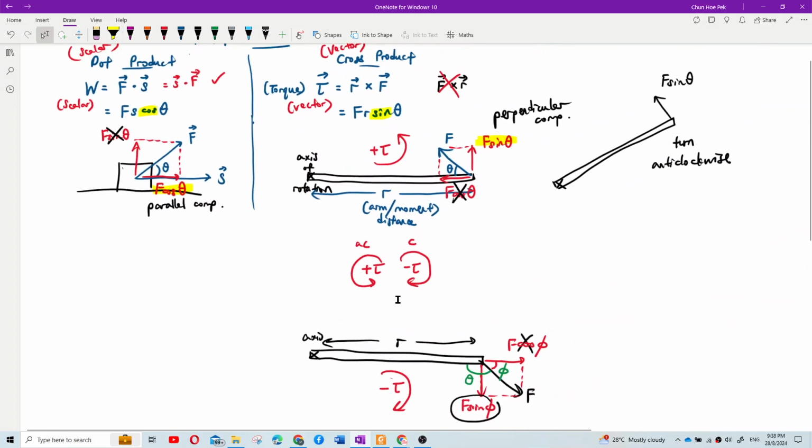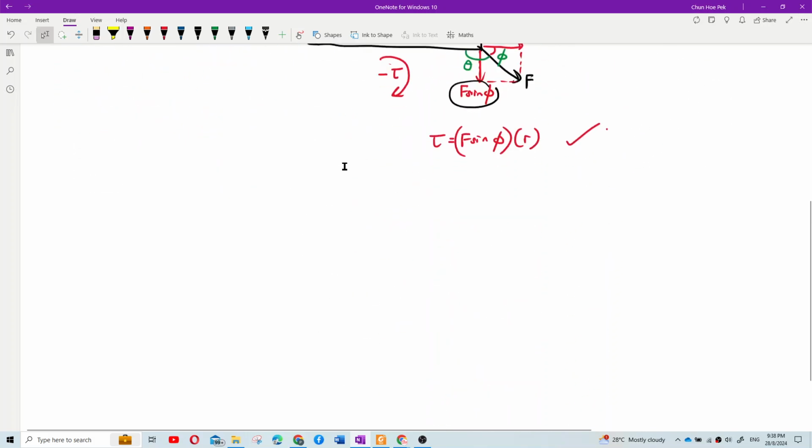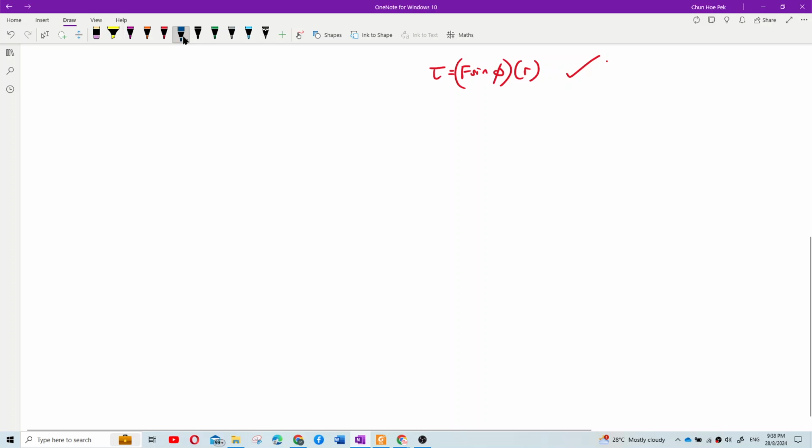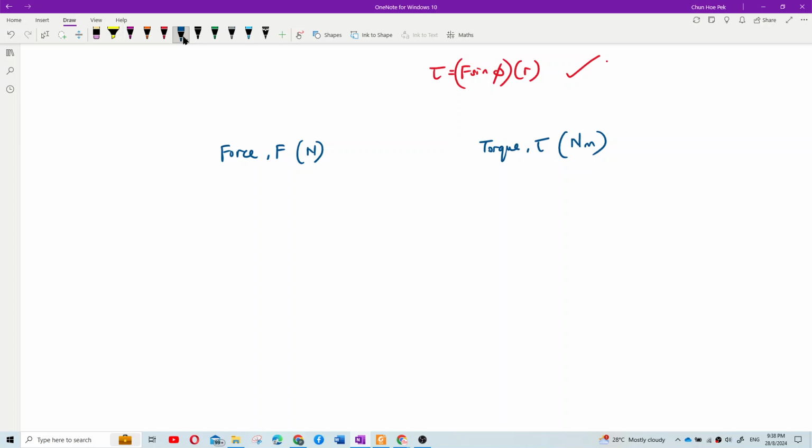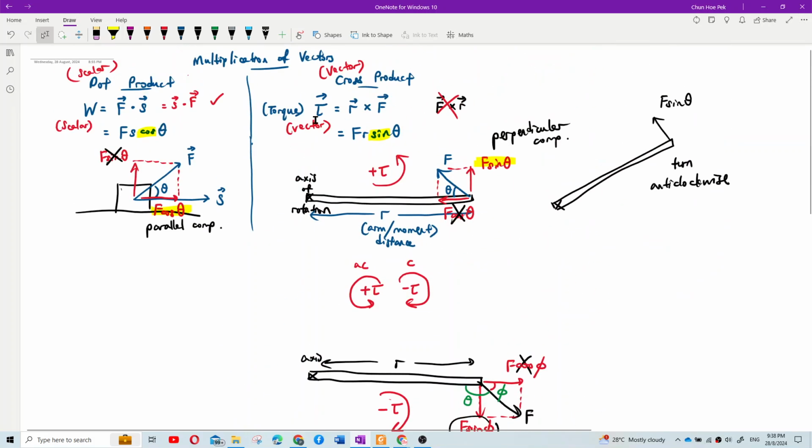Okay, so now one more thing, class. Between force, in linear motion you learn about force, which is F, okay. Force unit there is Newton. And then now in rotational motion you learn about torque, which is this one. The unit for torque is Newton meter. Later I will explain why it is Newton meter, because it's force times r, so it's Newton times meter.